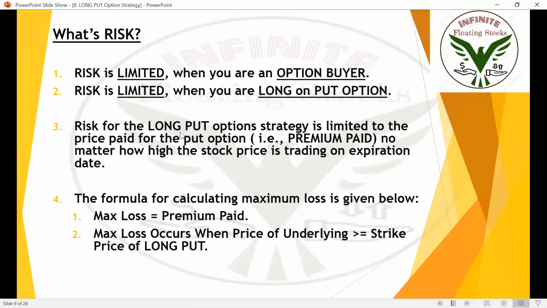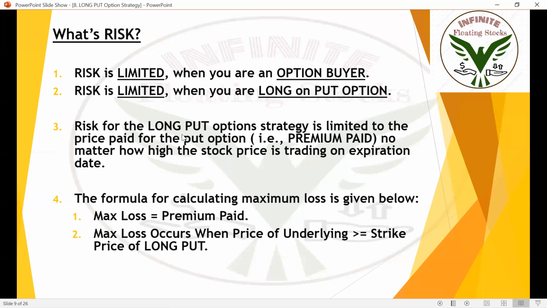So the risk for the long put option strategy is limited to the price paid for the put option. What is the price paid for the put option? It's nothing but the premium you pay when signing the option contract. So the price paid for the put option is nothing but the premium paid.